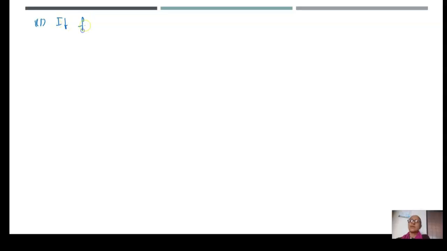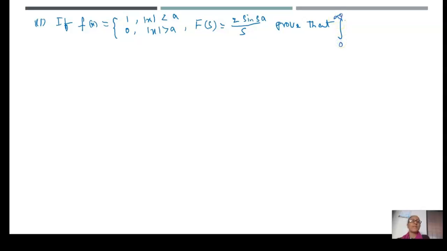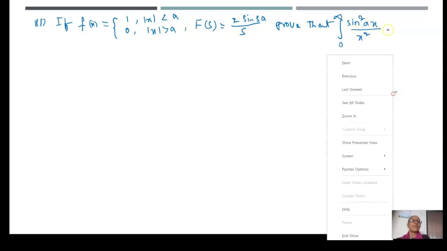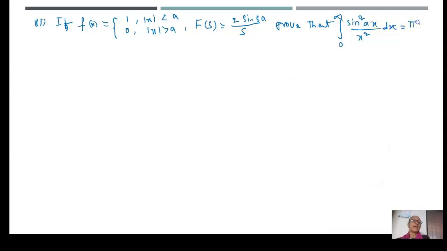if f(x) equals 1 for mod x less than a, 0 for mod x greater than a, and the Fourier transform of this function is 2 sin sa upon s, prove that the integral from 0 to infinity of sin squared ax upon x squared dx equals pi a upon 2.